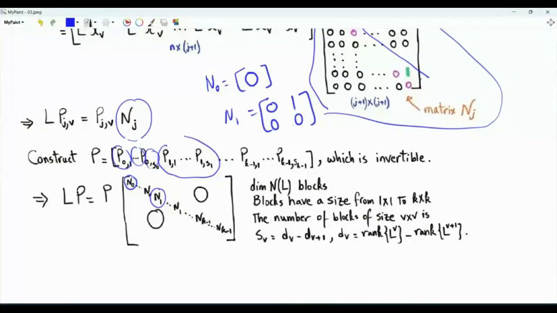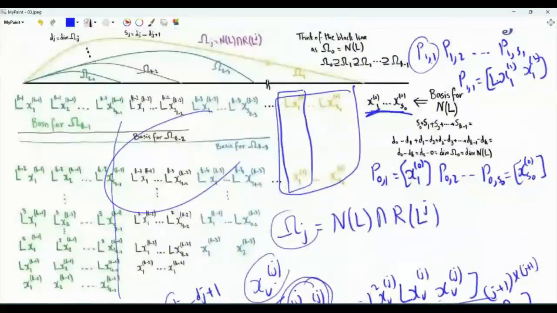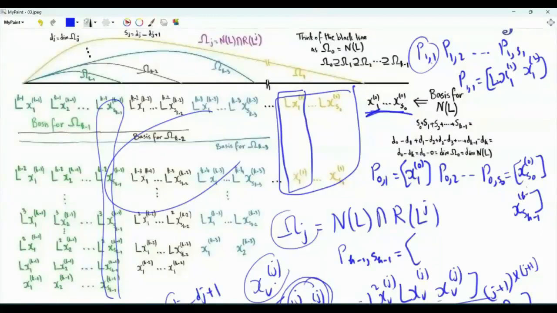We keep doing this, more of the same. The last submatrix in matrix B is this pk minus 1 sk minus 1, and this comes from those vectors. Pk minus 1 sk minus 1 is an n by k matrix. Here we have x sk minus 1, and then we have it multiplied by L squared, and the first column will be L to the power k minus 1 times x sk minus 1.